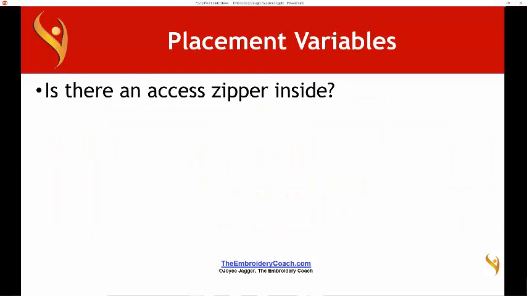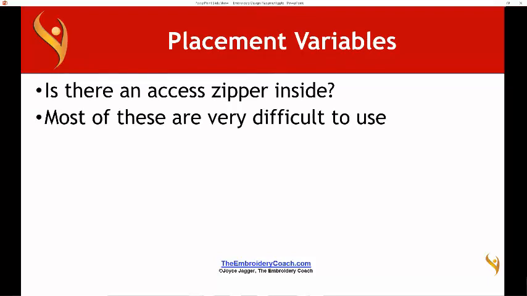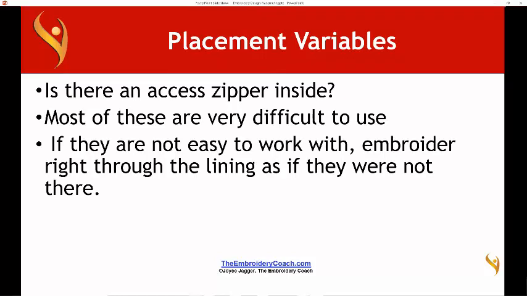Is there what is called an easy access zipper inside? Now, these zippers are placed inside the lining for you to be able to embroider the outside shell of the jacket without having to go through the lining. Most of these are very difficult to use. Many times they're impossible because of their placement or the size of the zipper. If they are not easy to work with, embroider through the lining as if it were not there.